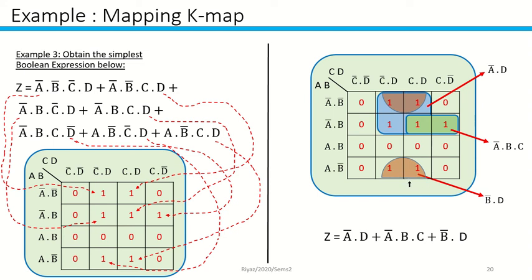And for the orange color, you're going to have over here and top. So here and here, A and A bar you can eliminate, B bar you need to keep, C and C bar you can eliminate, D you need to keep. That's why you have B bar dot D. So for the final answer, you add it up: A bar dot D plus A bar BC plus B bar D.